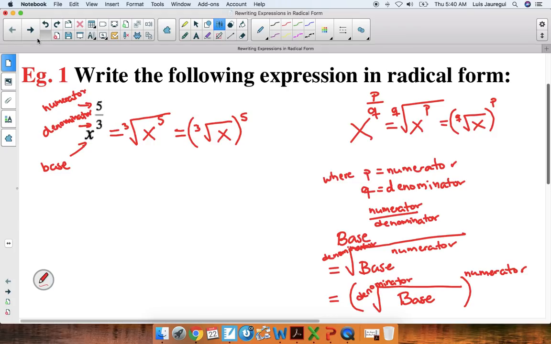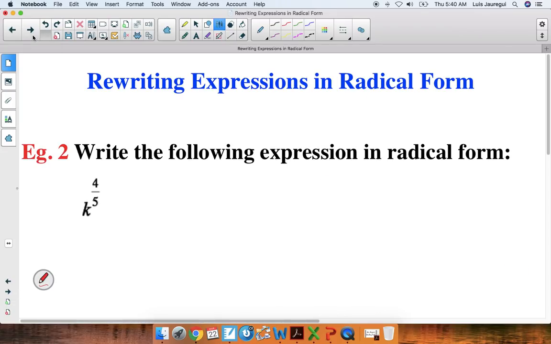Let's do a couple more examples here. Example 2. Write the following expression in radical form. Notice here we have k to the 4/5, so we can rewrite this one as k to the 4th under the 5th root. Or equivalently, let's take the base k, take the root based on the denominator, so the 5th root, and then raise it to the numerator's power, in this case to the 4th power.